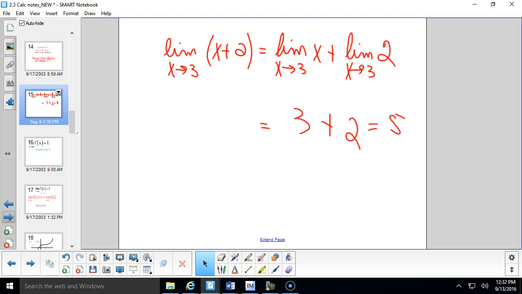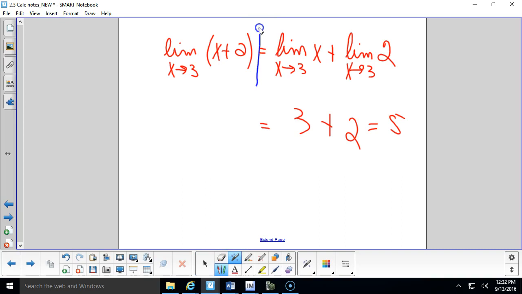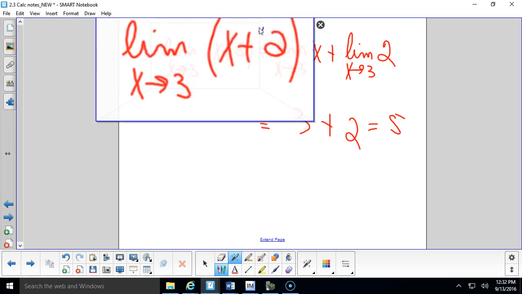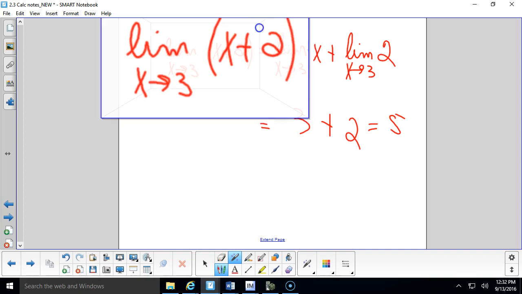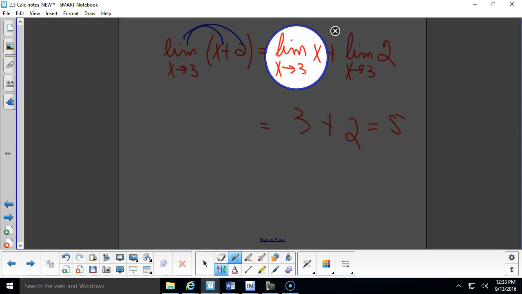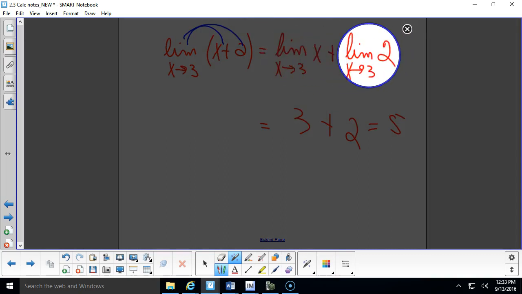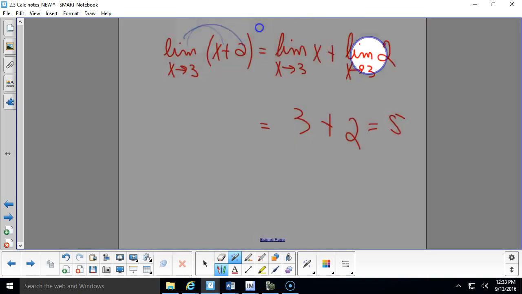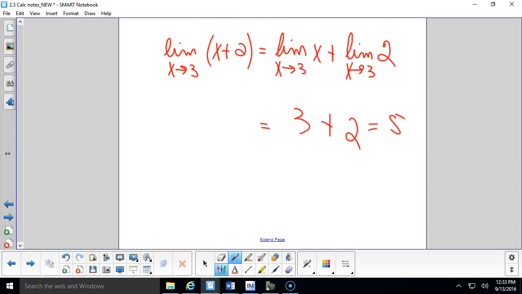Essentially, this is what it says. If you started off with just this little simple problem right here, the limit as x approaches 3 of x plus 2, find the limit. Well, what the limit laws on page 77 say you're allowed to do is distribute the limit to both of these. So it would be the limit of x as x approaches 3, and then the limit of 2 as x approaches 3, and you can separate those into two separate things.